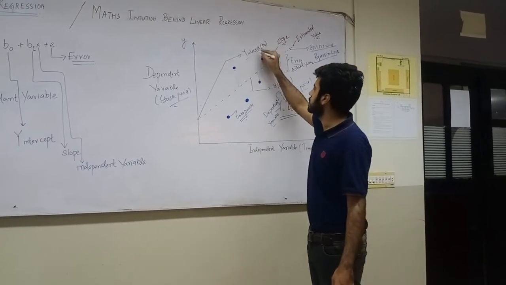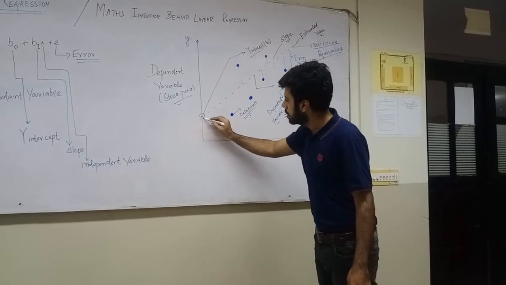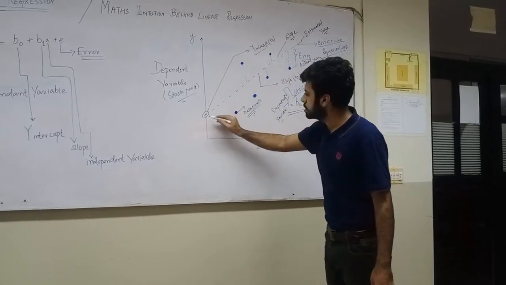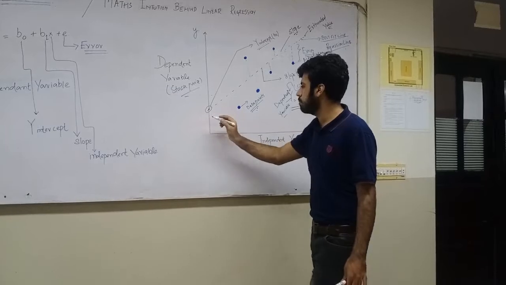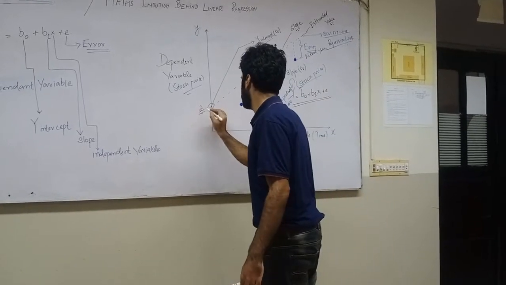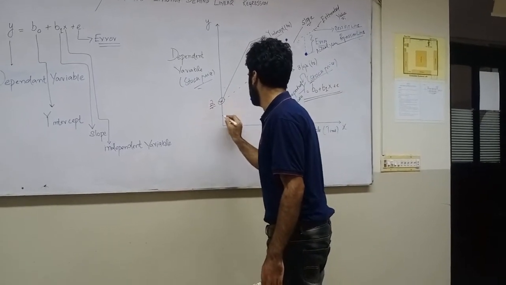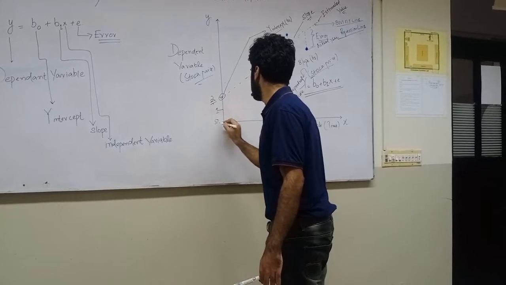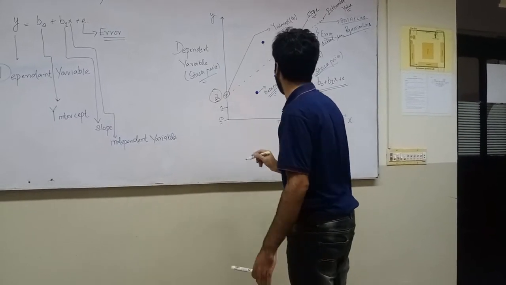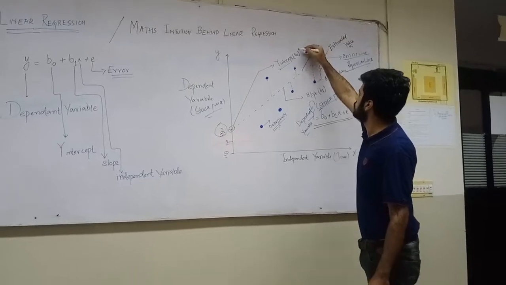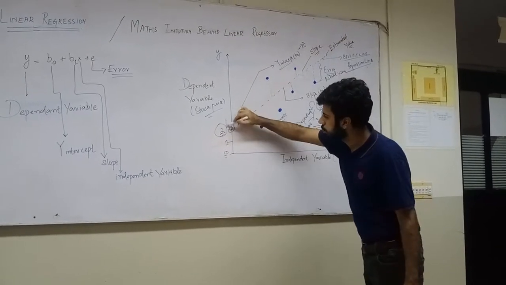And this is my y-intercept. The y-intercept is the value where the best fit line passes through the y-axis. For example, if it is passing through 2 here, and this is 1 and this is 0, then the value of my y-intercept is 2, as the line is crossing the value 2.